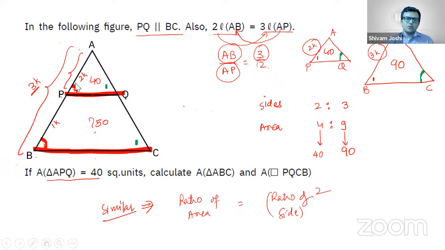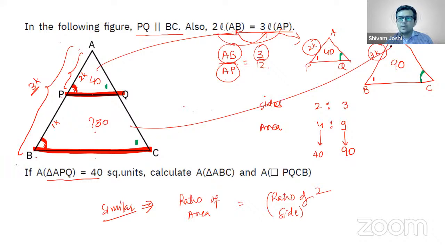And then I'm going to separate these two triangles. When I separate these two triangles, I will be able to show that the corresponding angles, the respective angles, are equal. If the respective angles are equal, it has to be a similarity. And because the similarity has a ratio of 2:3 in terms of sides, in terms of area, it has to be a square, which is 4:9.